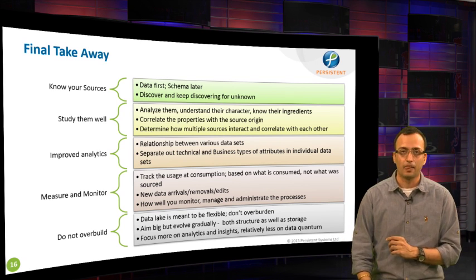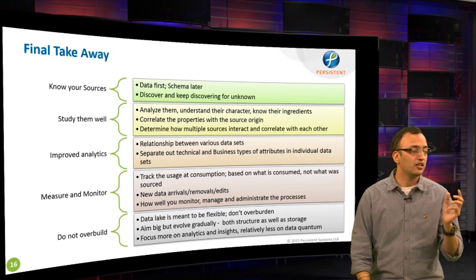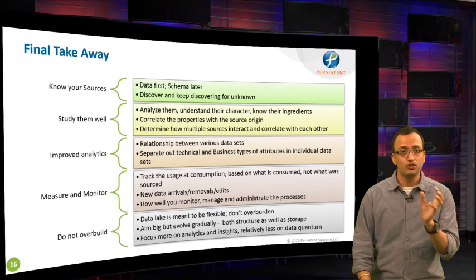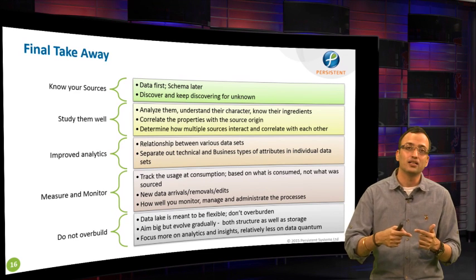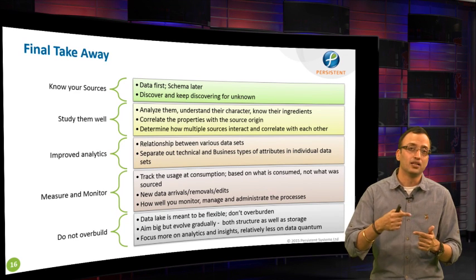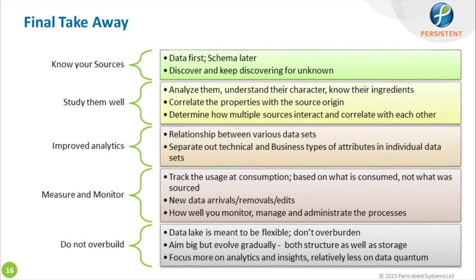The next takeaway is improved analytics. Once you know what kind of sources you are getting, you can do metadata management on top of that, and then you see how fast and improved the analytics is. If your data is correlatable, you can correlate one source with another, join a couple of sources, disjoin sources, and then you will be able to do faster and improved analytics. The fourth one is measure and monitor.